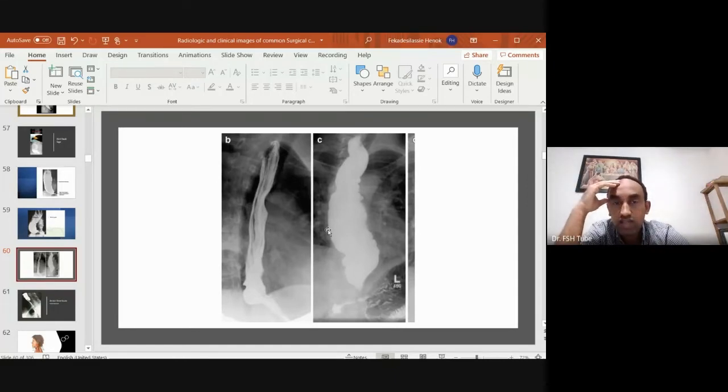And the esophagus doesn't have enough time to dilate this much, okay? It cannot dilate this much. Stricture less likely.